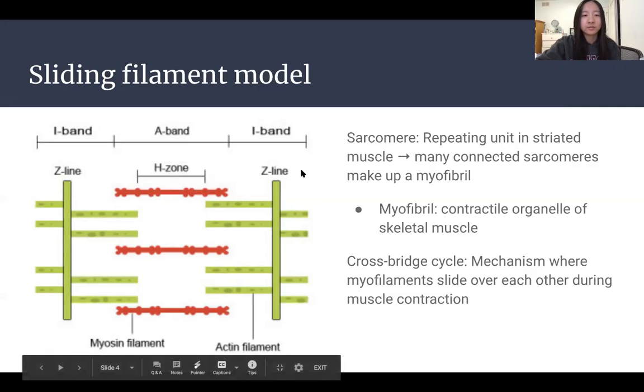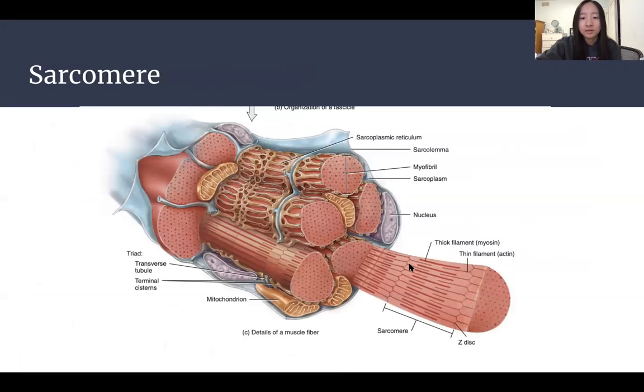we should learn about the different parts. The thin filament, you can see here, is located on the outer edges of the sarcomere, while the thick filament's in the middle.